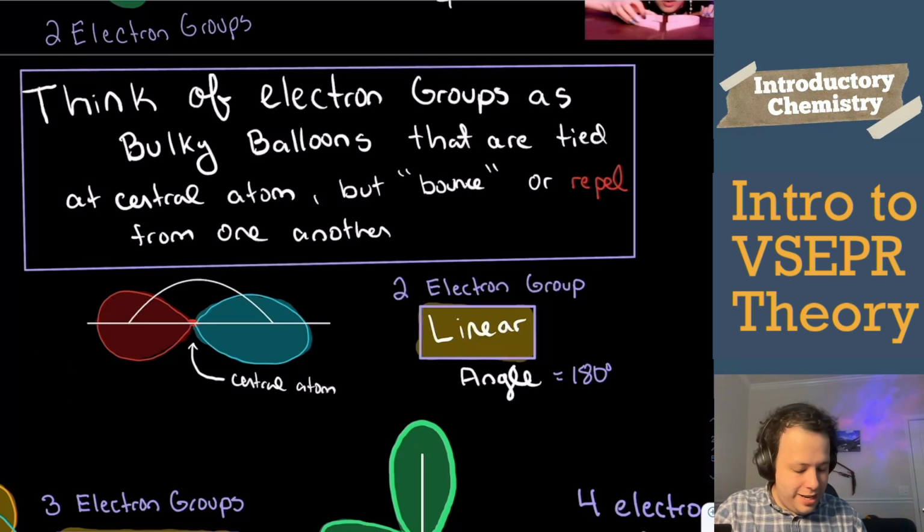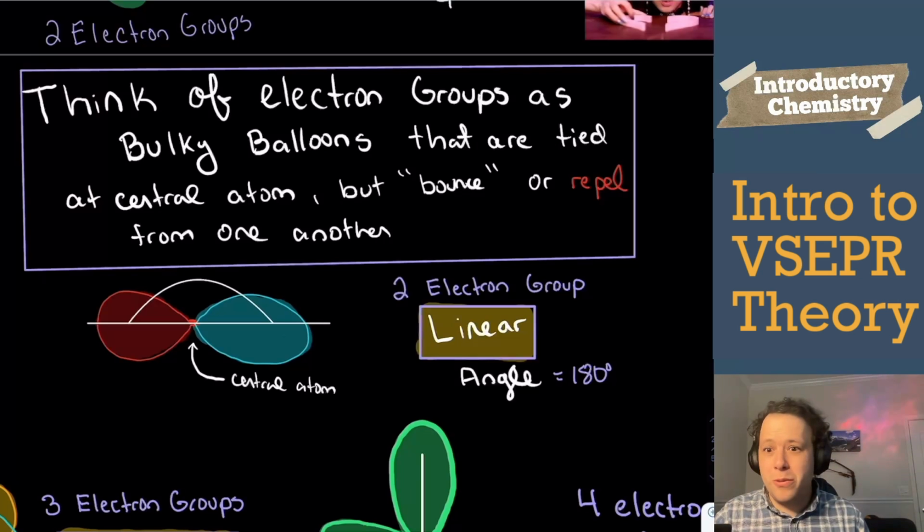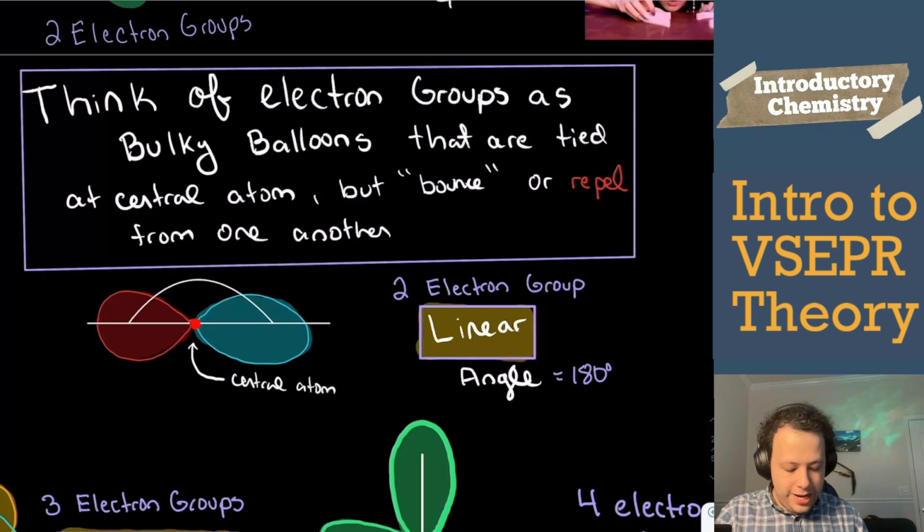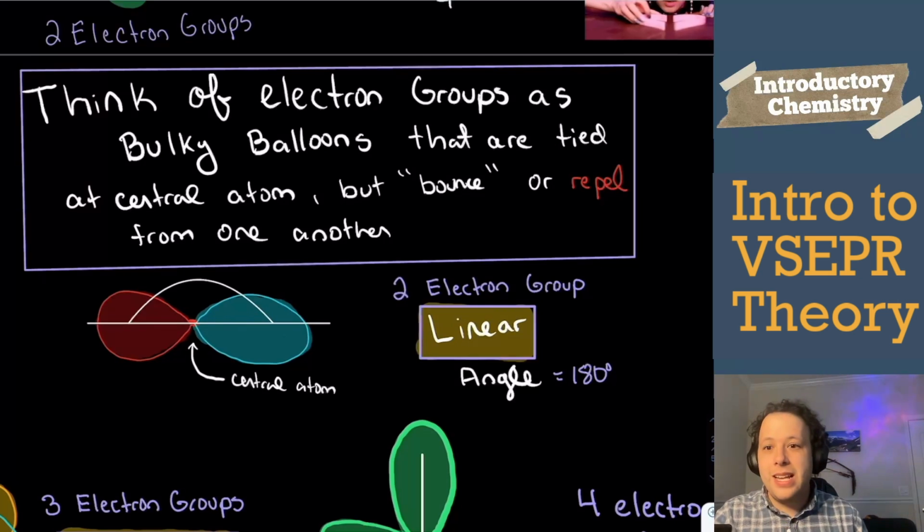So, if I have two groups, what's the farthest they can be from each other? Think of it as if me and you were interacting with each other. If we're talking to each other right now in person, we're going to be face to face, 180 degrees apart. So if I have my central atom right here in the middle, as a little knot that's being tied, and I have two balloons, the blue and the red on both sides, this is a linear geometry, so face to face. That angle would be 180 degrees.